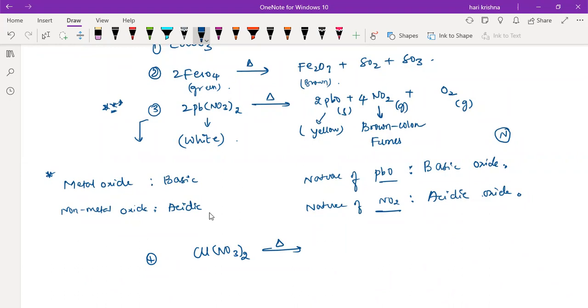The copper nitrate is oxygen. Copper? Nitrogen and oxygen. Already copper nitrate is only there, right? Sir, I guess we'll get copper oxide and NO2. You'll get the copper oxide. What is the formula? CuO2. CuO2. Any other formula? Sir, I think CuO. Okay.